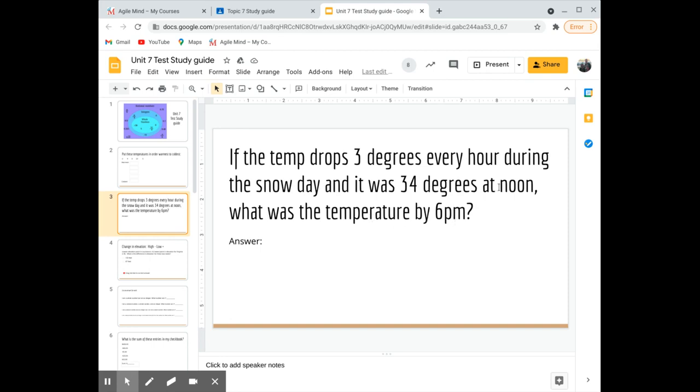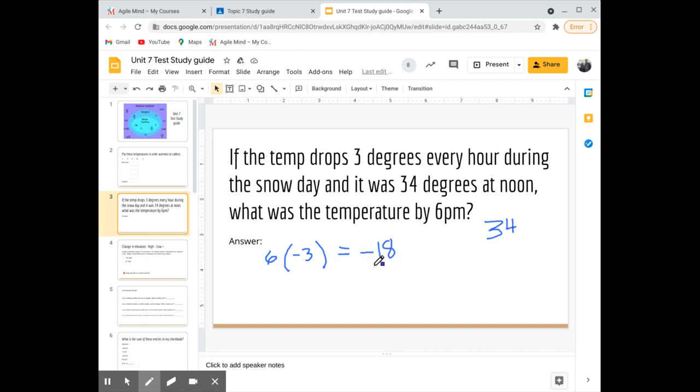So how many hours is it from 12 to 6? 6. And it says it drops 3 degrees. So would that be a positive or a negative 3? Negative. Okay. And what would you need to do with these two numbers? Multiply them. Good. So what would that equal? What's 3 times 6? Negative 18. Good.